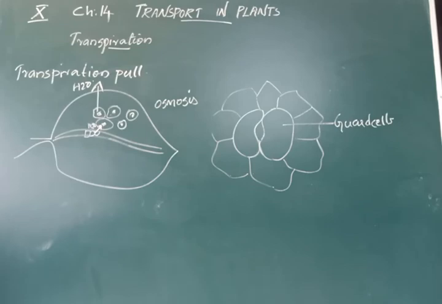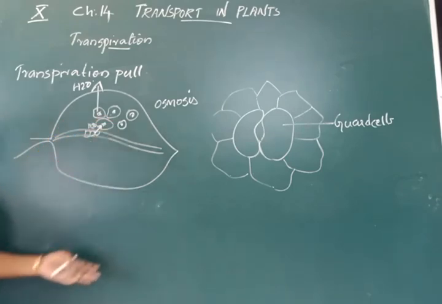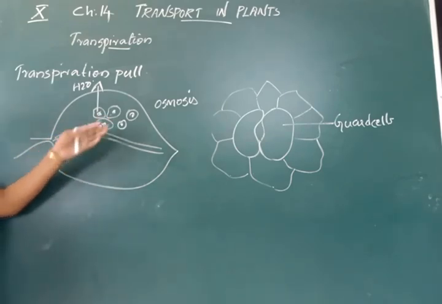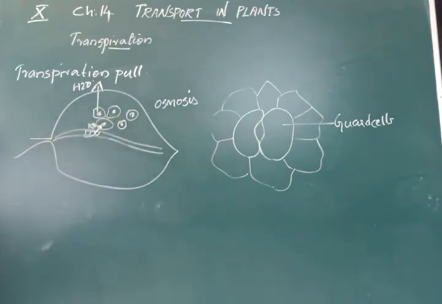This extends up to the root, causing the root to absorb more water from the soil to ensure continuous flow of water from root to the leaves. As a result of this transpiration pull, more and more water is absorbed by the root hairs. As a result, more water will reach through the xylem to the leaf tissues and other parts of the plant.